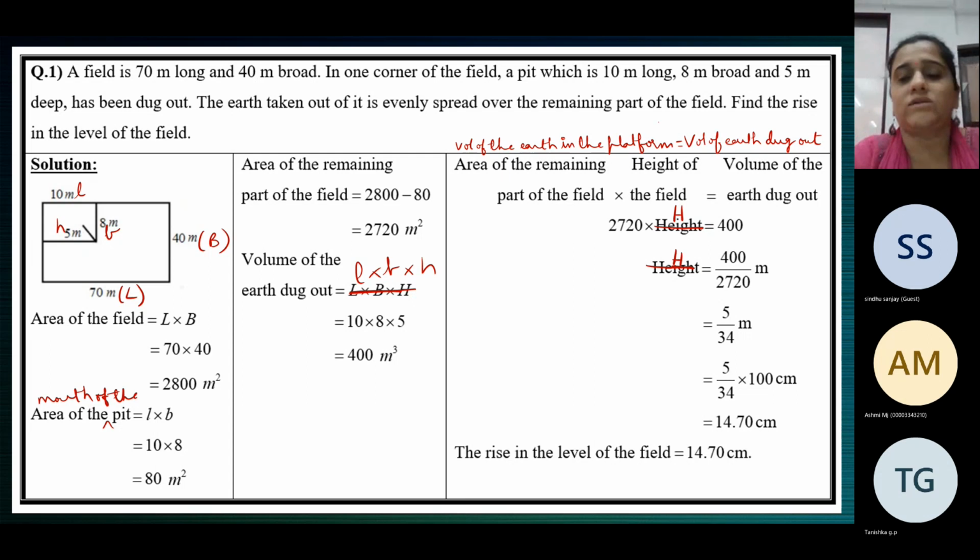Okay. So this is the equation which I've written right on top. The volume of the earth in the platform is equal to the volume of the earth dug out. That's the equation which you should understand. And then after 5 by 34 meters, what have I done? We are converting that to centimeters. So we multiply by 100, which is 14.70 or 14.7 centimeters.